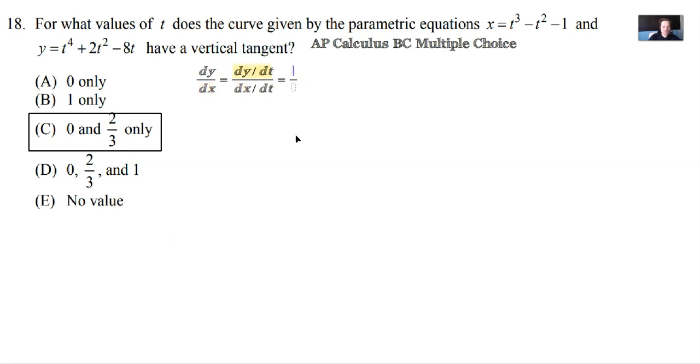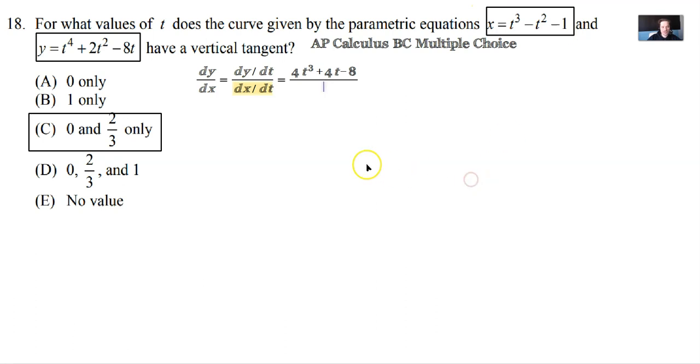So that means here you're going to differentiate y with respect to t. Doing so will give us the following. Remember, this right here is your y. You have to differentiate that and put that in the numerator. So it's going to be 4t cubed plus 4t minus 8. That's dy/dt. dx/dt is right here, so we're going to differentiate that and put that in the denominator. So it's going to be 3t squared minus 2t.